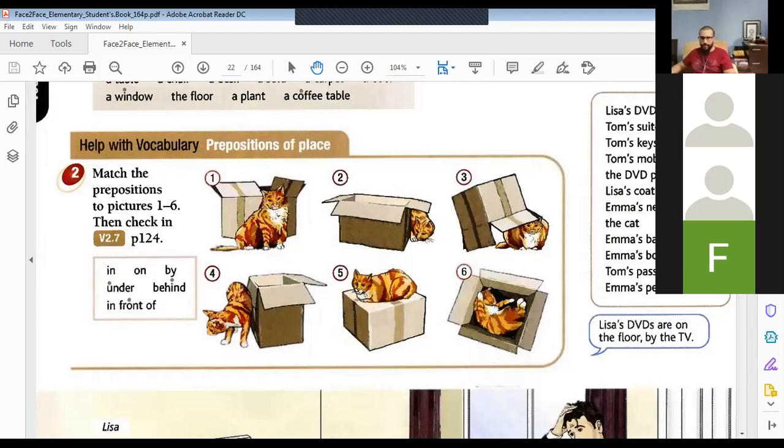Lisa, where's my suitcase? Here it is, behind the sofa. And have you got my keys? No, Tom, of course I haven't. They're on the desk, by the computer. Okay, thanks. And where's my mobile phone? Oh, I don't know. Look, there it is under my coat. There, on the sofa. Thanks. Mom, where are my new shoes? They're under the chair by the window. And where's my bag? Oh, Emma. It's by the door, where it always is. Thanks, Mom.